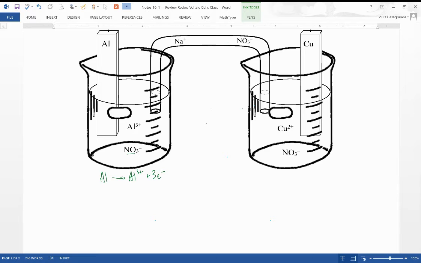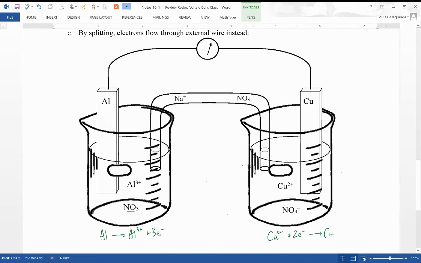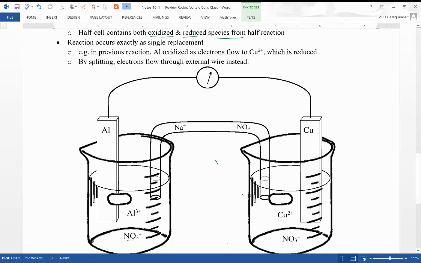On the right side, we have copper and copper 2 plus, and here we're going to take the copper 2 plus and add 2 electrons for each copper 2 plus, and we're going to create copper metal. All right, so the reaction that happens, as we said up above, is exactly the same as a single replacement reaction. In fact, all batteries are based on some sort of reaction like this. And what's going to happen is instead of transferring from the aluminum into the copper 2 plus through the solution, we're going to oxidize the aluminum and we're going to have electrons flow to the copper 2 plus.